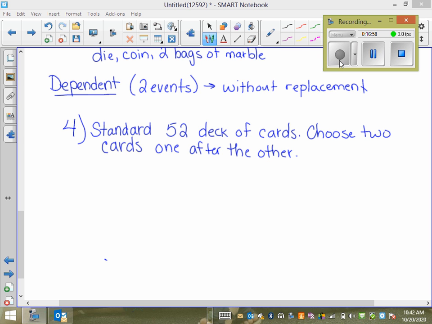Standard deck of 52 cards. You can hold. Standard deck of 52. Okay. Anyways, choose two cards, one after the other, without replacement.